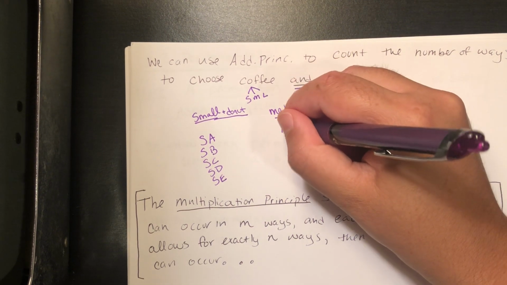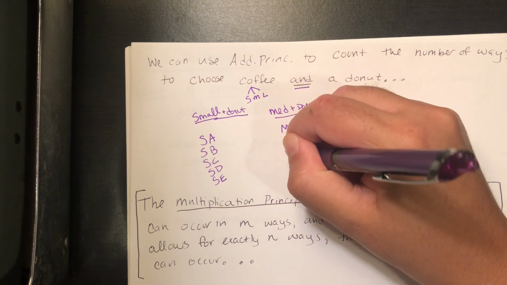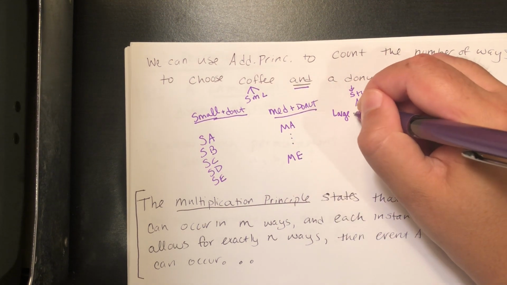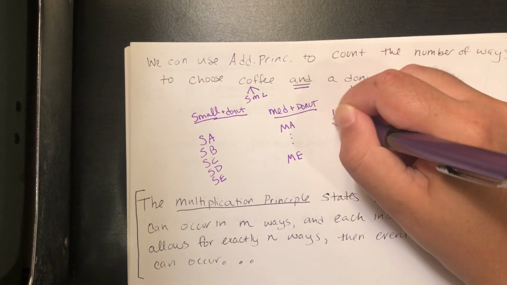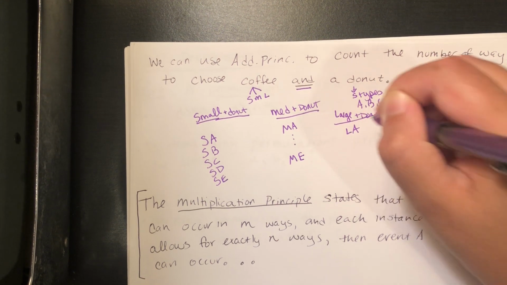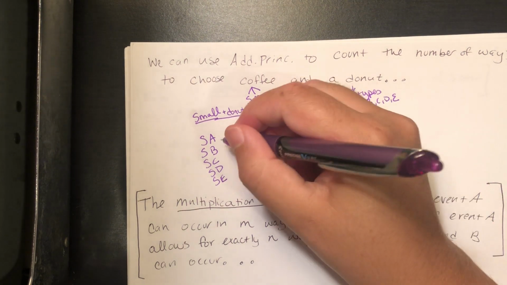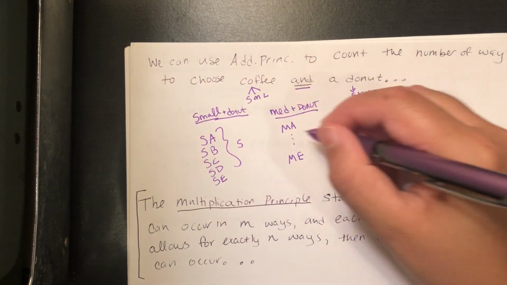Similarly, if you wanted to choose a medium coffee and a donut, there's going to be 5 different combinations here, medium A all the way down through medium E. And if you want to choose a large coffee and a donut, there's 5 options here, large with donut A all the way through large with donut E. So in each case, there's 5 different options.